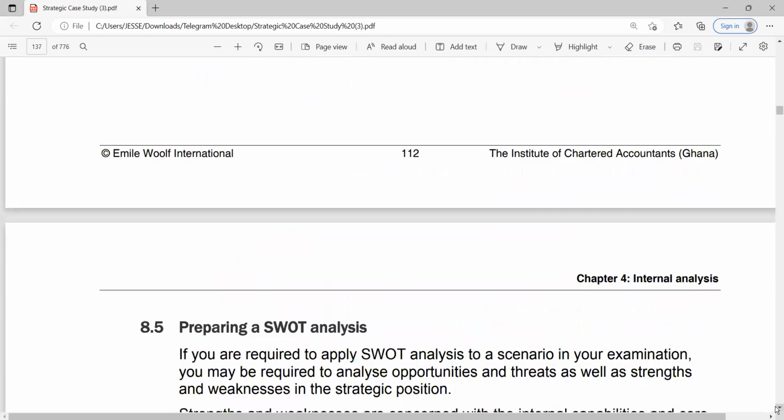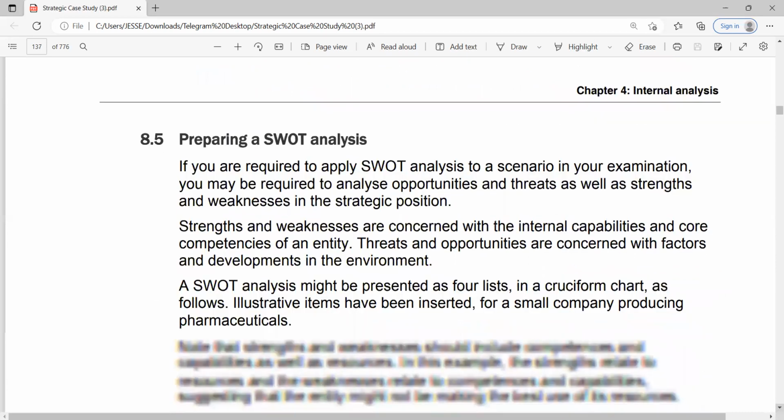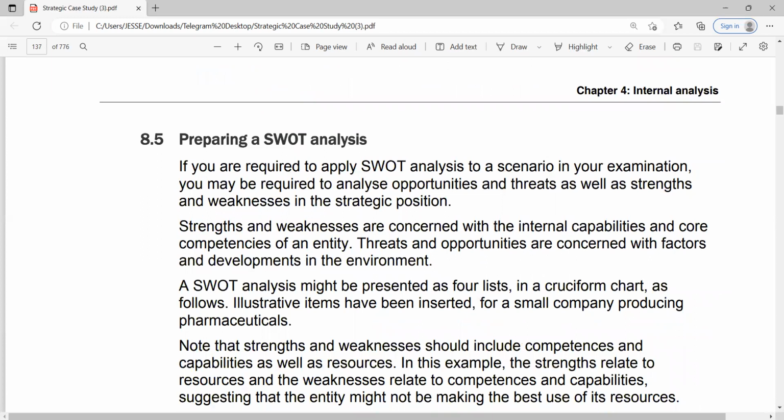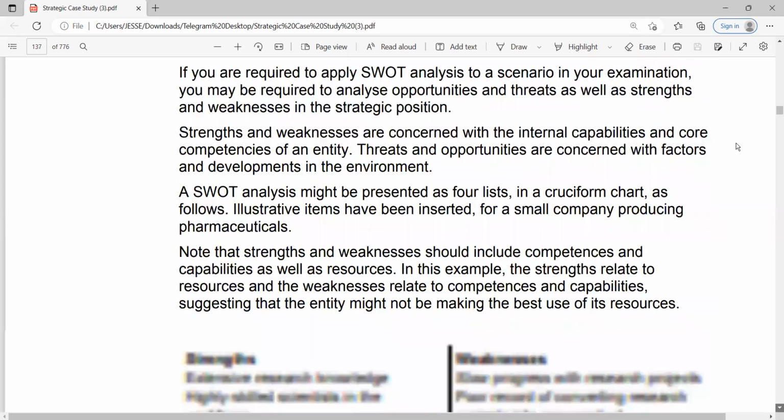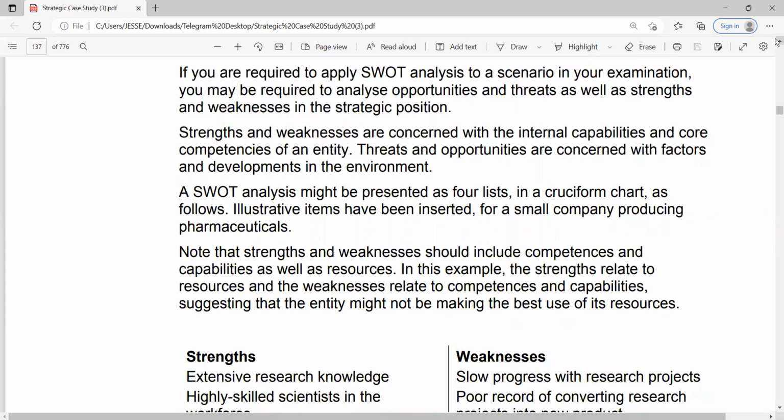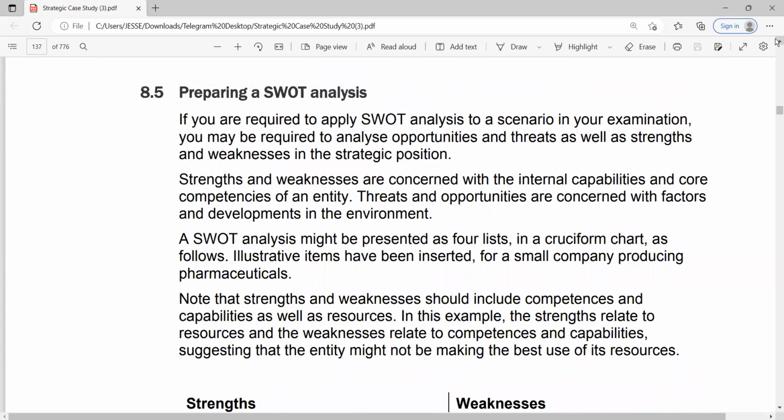Pretty straightforward. Now, let's look at preparing a SWOT analysis. How to prepare a SWOT analysis.